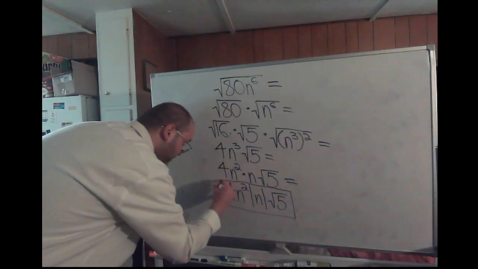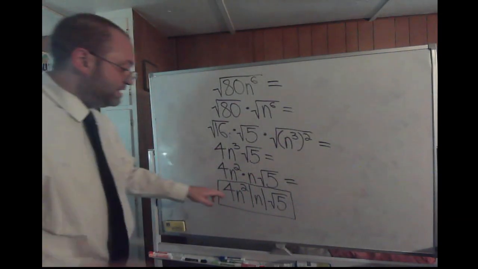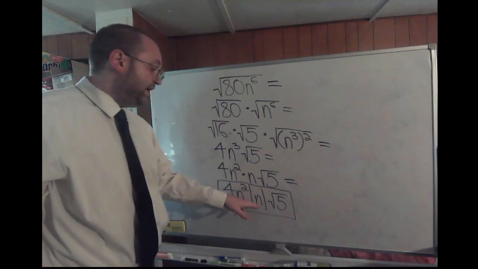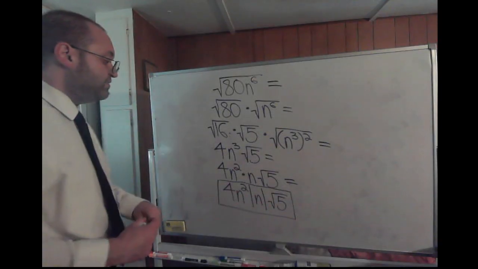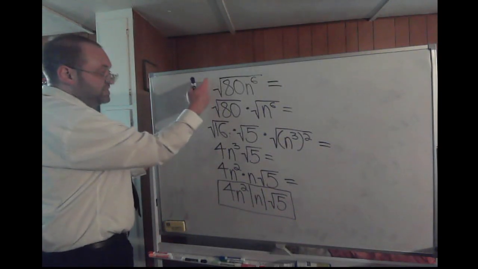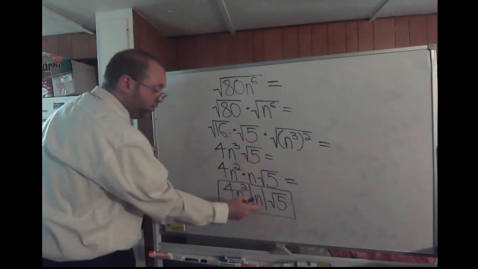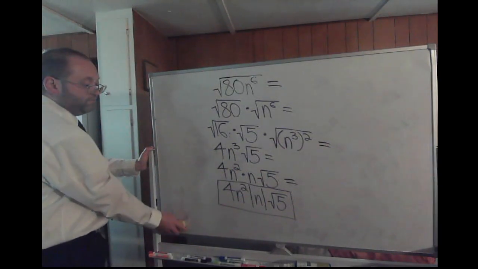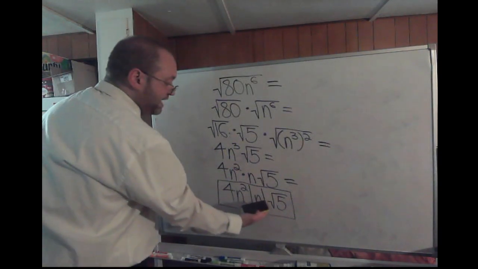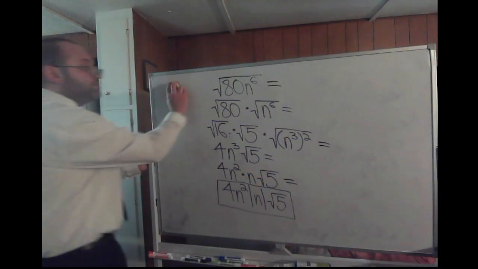So the answer you're going to get for this hot mess is 4n to the second times the absolute value of n times the square root of 5. This ensures that, sticking to the original, which was positive, you'll always get a positive answer no matter what you put in. So 4n squared times the absolute value of n times the square root of 5.